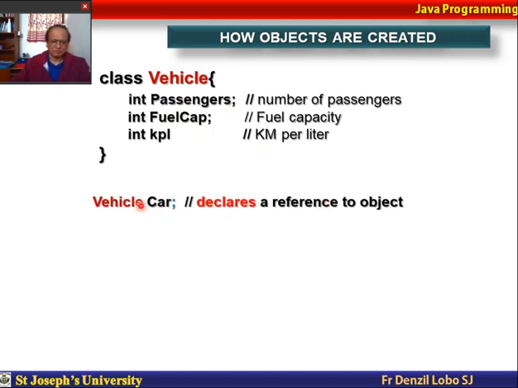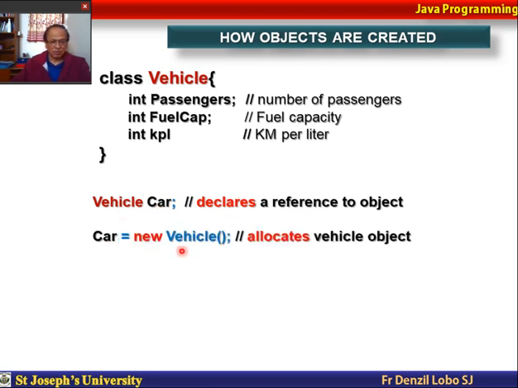So what do I do now? I can create an instance of that vehicle, car. I declare a reference to the object. Car becomes the reference of the vehicle type. Then I have to allocate memory to that. So I say car is equal to new vehicle. This allocates a vehicle object. Here just a reference is there. I am creating an object now, assigning a certain amount of memory to this car.